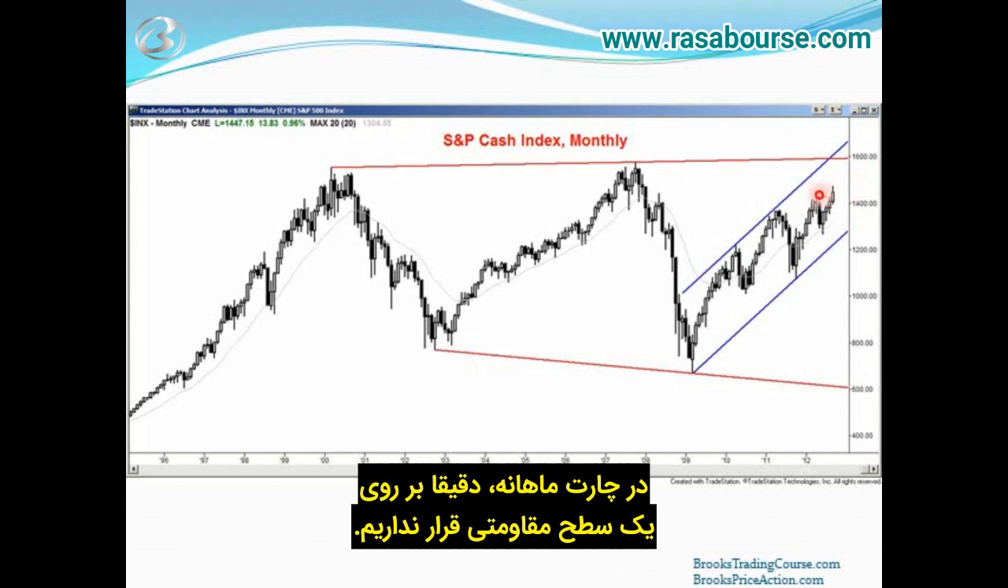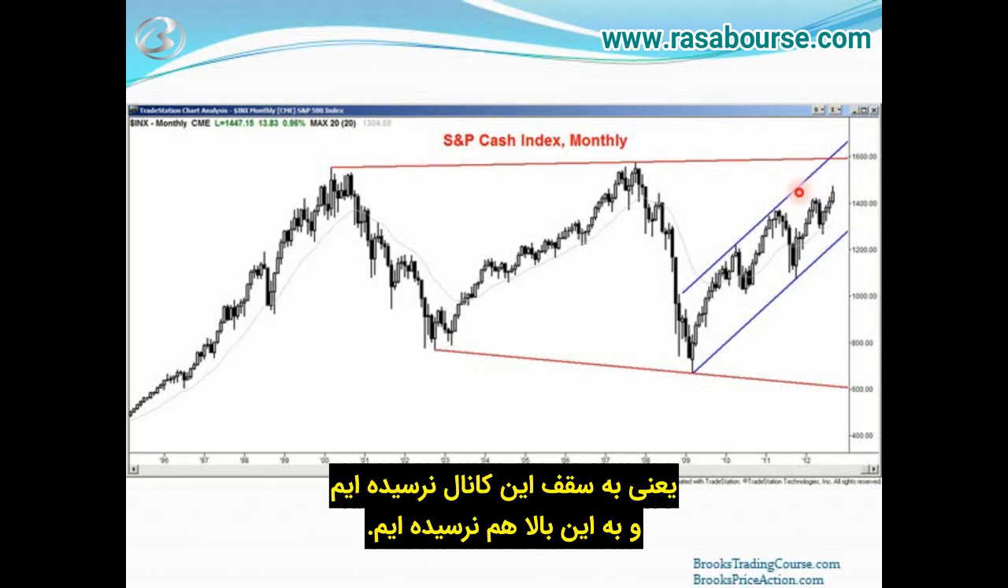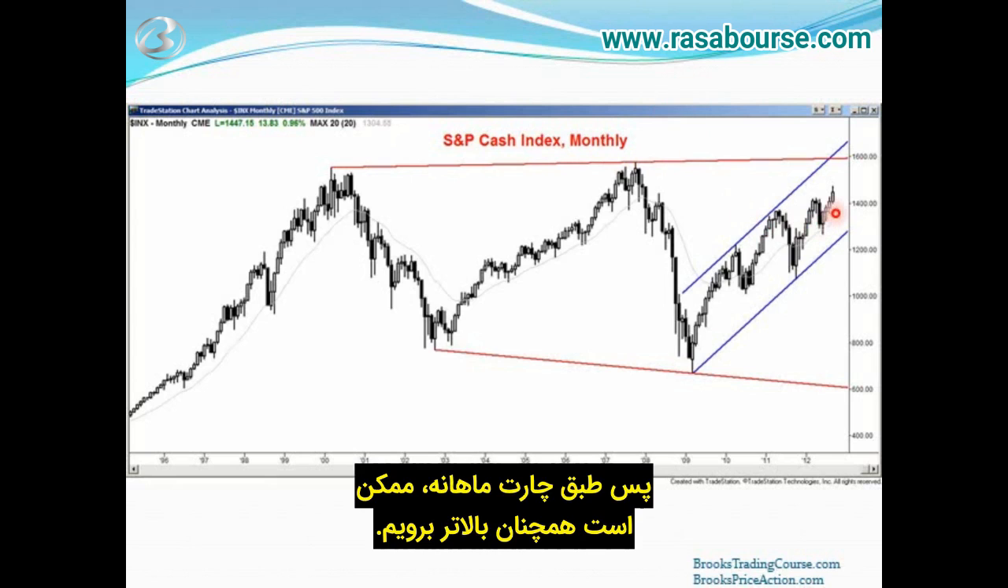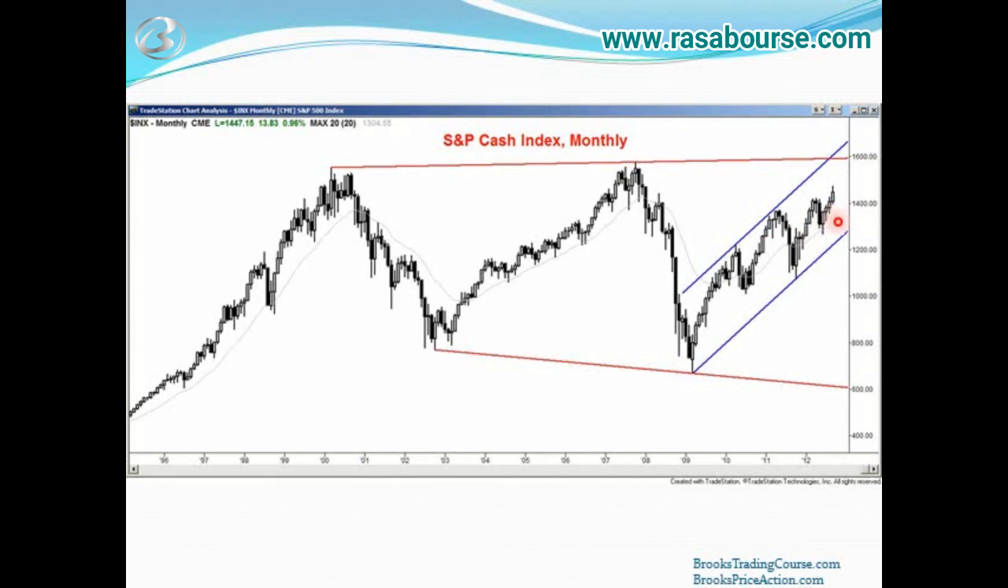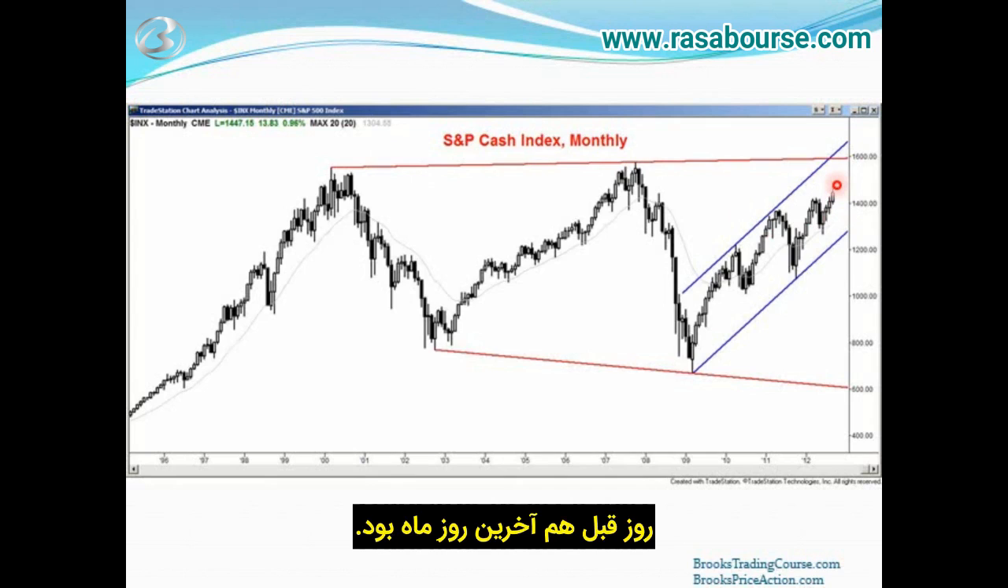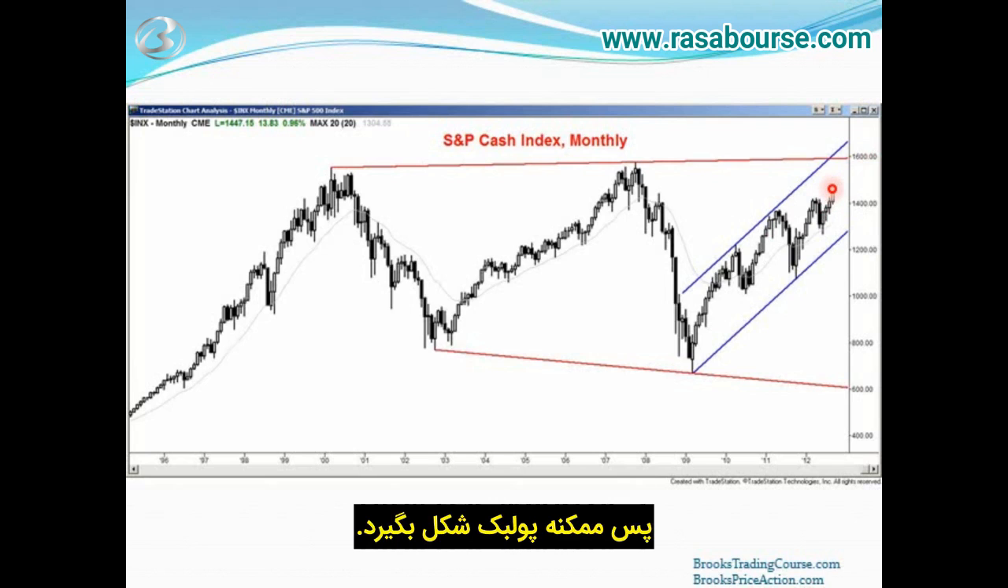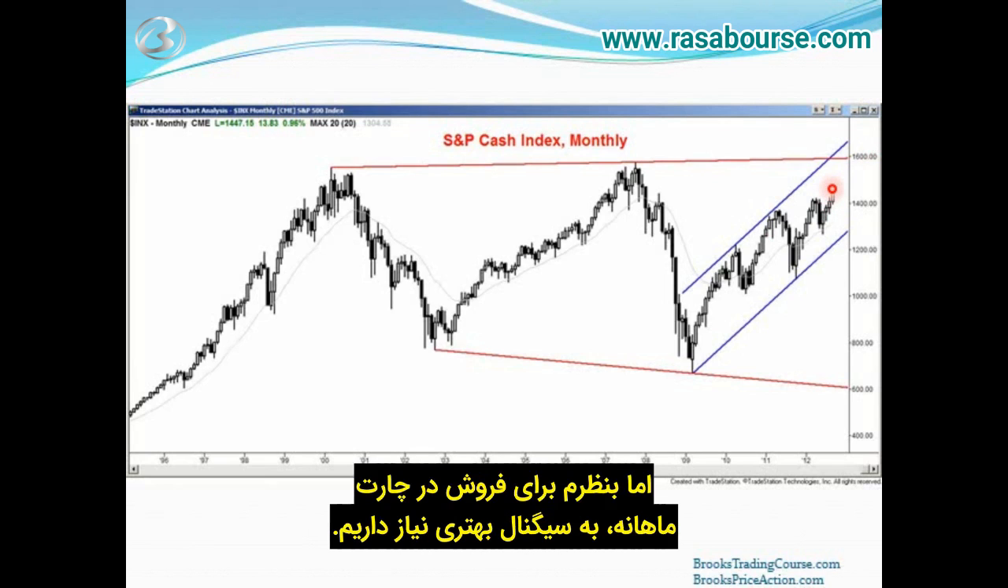On the monthly chart, we're not at clear resistance. We're not at the top of this channel, and we're not up here at the old highs, at that trend channel line above. So the monthly chart, to me, looks like we could go higher. The tail on top, yesterday was the last day of the month. Tail on top, so we might be having a little pullback, but I think the monthly bears need a better sell signal.